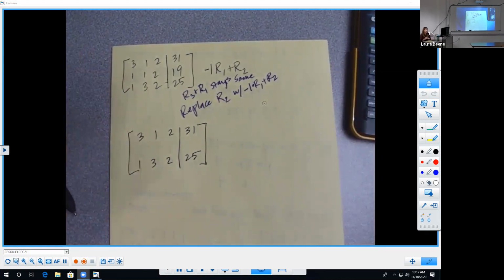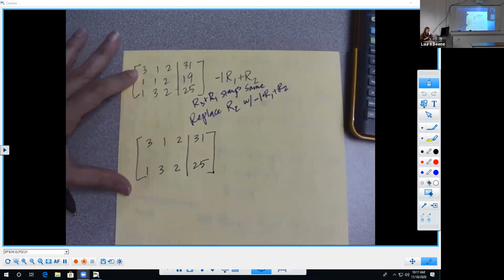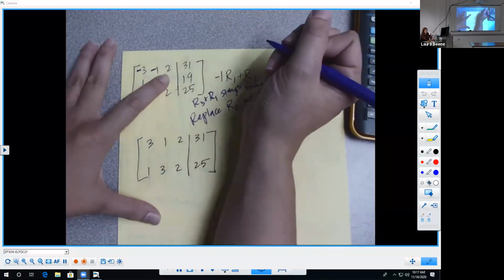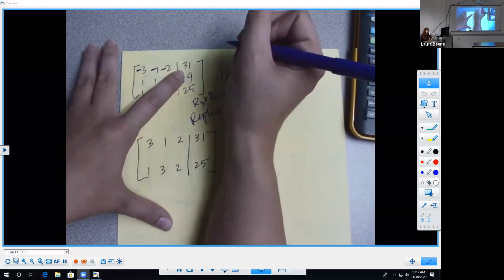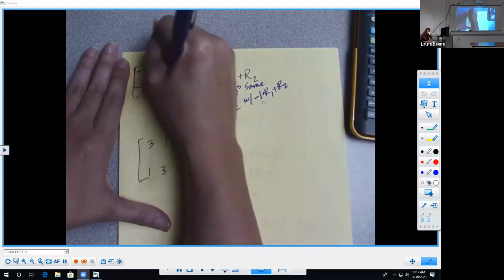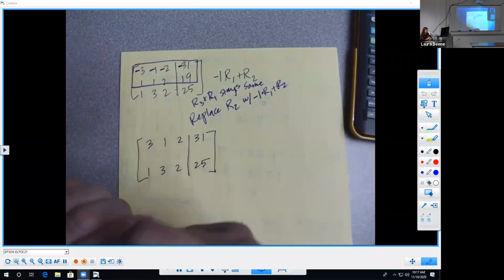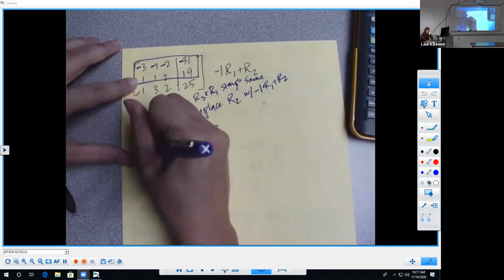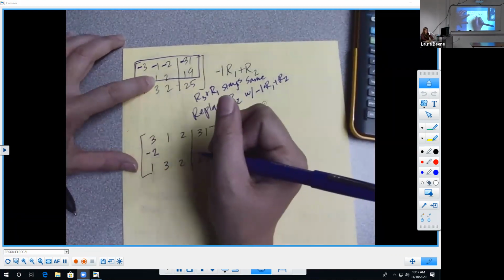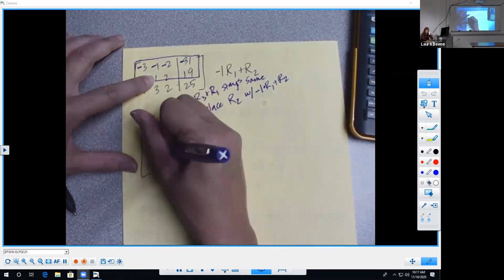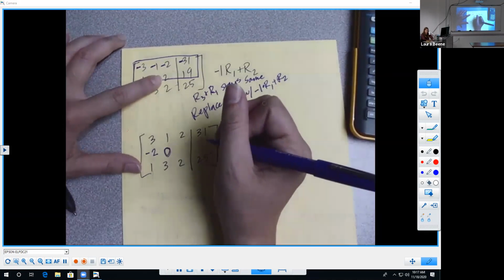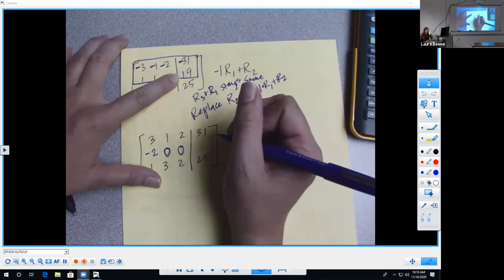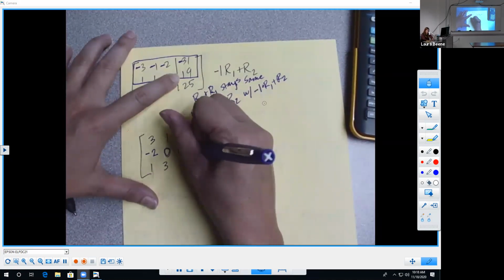Let's go ahead and multiply row 1 times -1. So 3 times -1 is -3. 1 times -1 is -1. 2 times -1 is -2. 31 times -1 is -31. And then I want to add row 1 and row 2 together. So what is -3 plus 1? -2. What is -1 plus 1? 0. What is -2 plus 2? 0. And what's -31 and 19? -12. Yeah, -12.